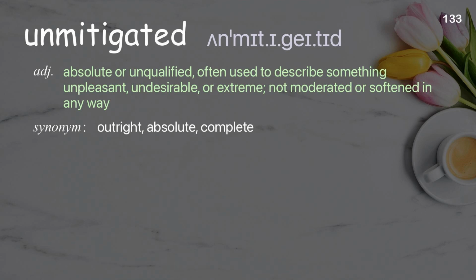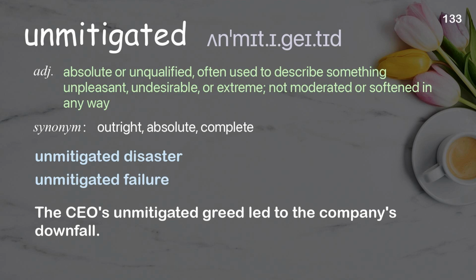Unmitigated. Absolute or unqualified, often used to describe something unpleasant, undesirable, or extreme, not moderated or softened in any way. Examples: Unmitigated disaster. Unmitigated failure. The CEO's unmitigated greed led to the company's downfall.